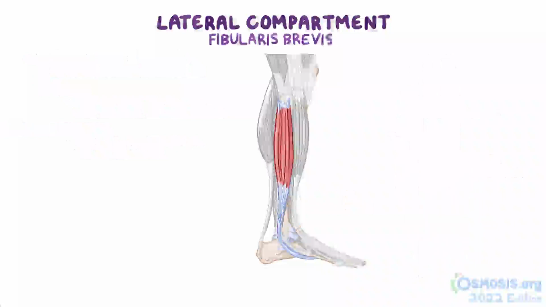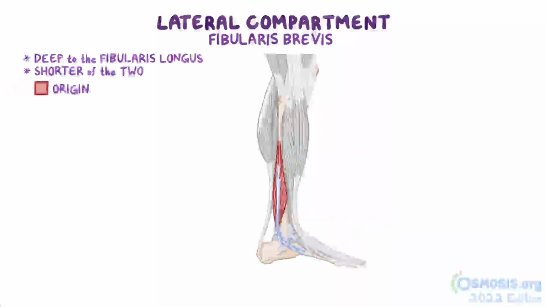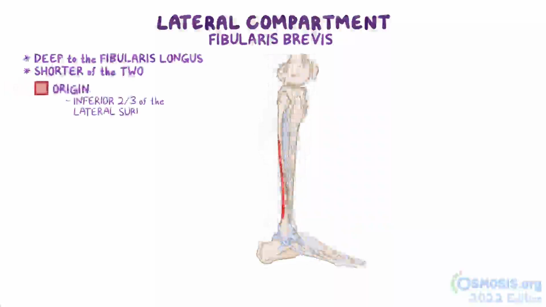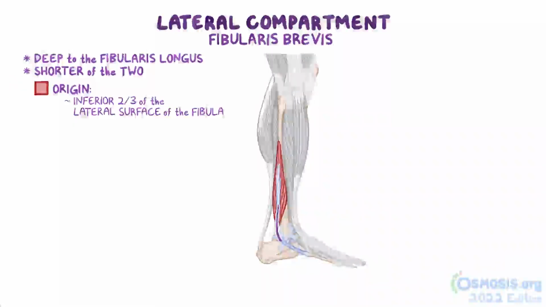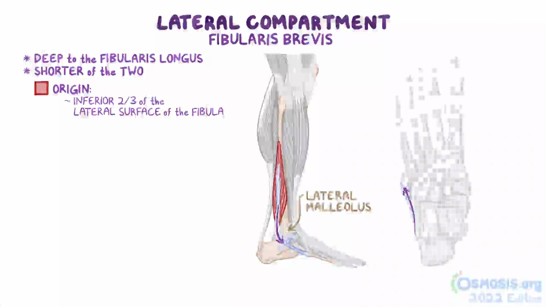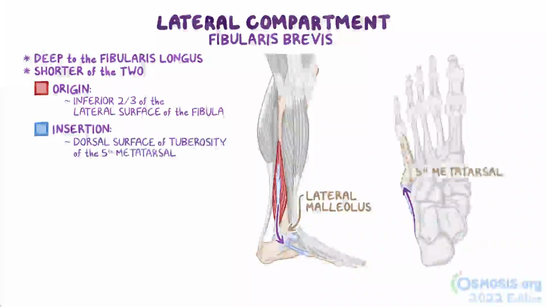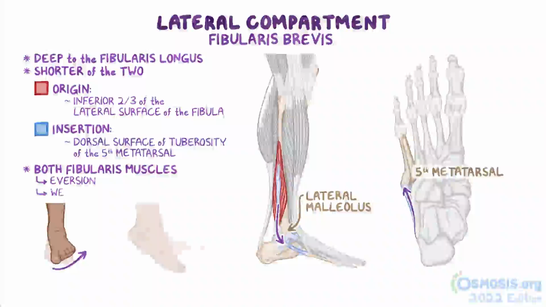The fibularis brevis lies deep to the fibularis longus, and it's the shorter of the 2. It originates on the inferior 2/3 of the lateral surface of the fibula, and its fibers converge to form a tendon which passes posterior to the lateral malleolus. It passes anteriorly and laterally to insert on the dorsal surface of the tuberosity of the fifth metatarsal. The fibularis brevis helps maintain the lateral longitudinal arch of the foot. Both fibularis muscles help with eversion and contribute to weak plantar flexion at the ankle.